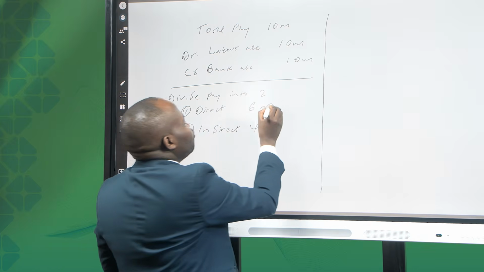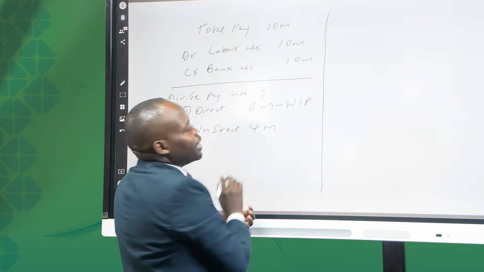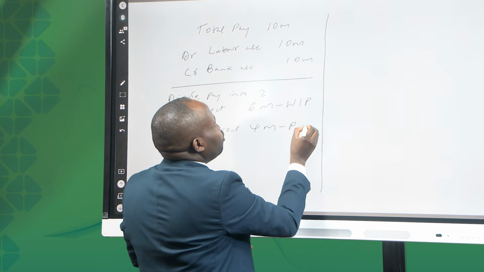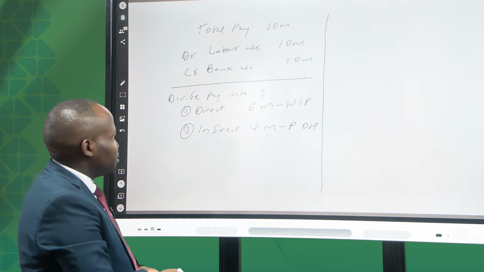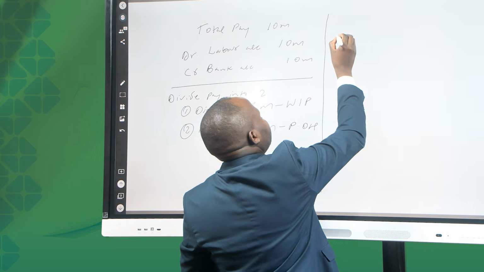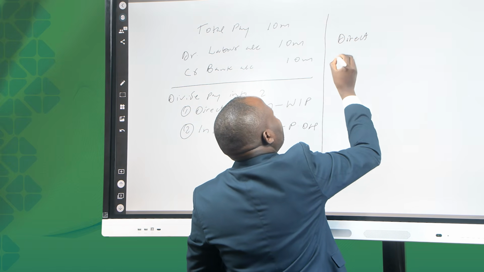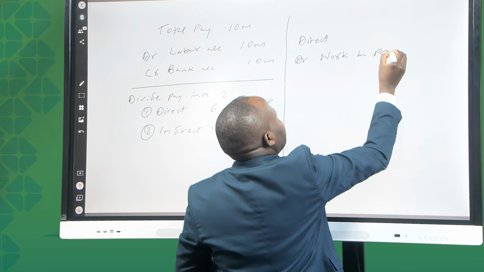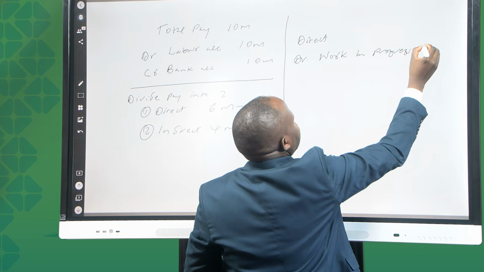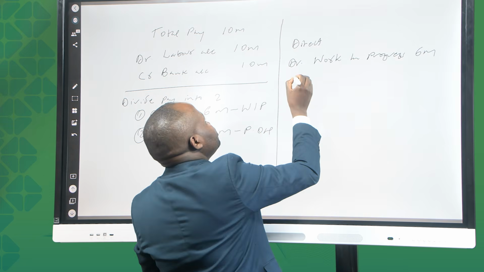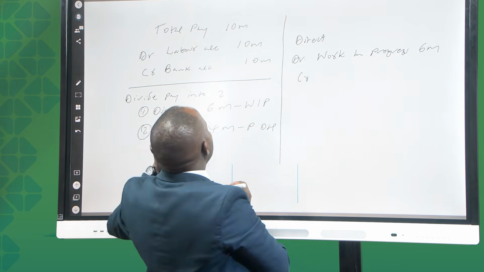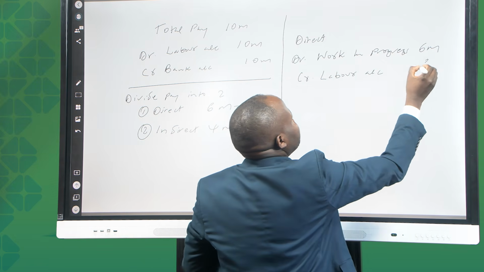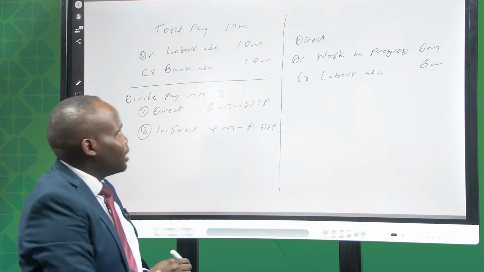These direct will be taken to an account called work in progress account, and indirect will be taken to an account called production overhead. Now we analyze it as follows. For the direct, we debit an account called work in progress, which gives us the 6 million, and you remove it from the labor account that had received it. You credit labor account with the 6 million.